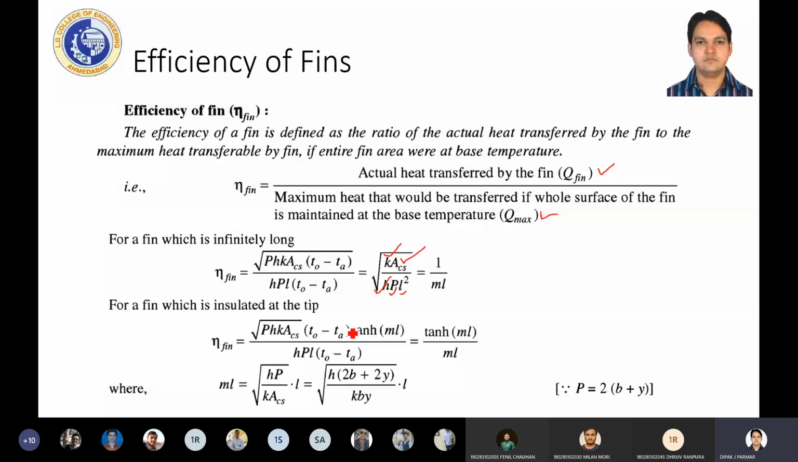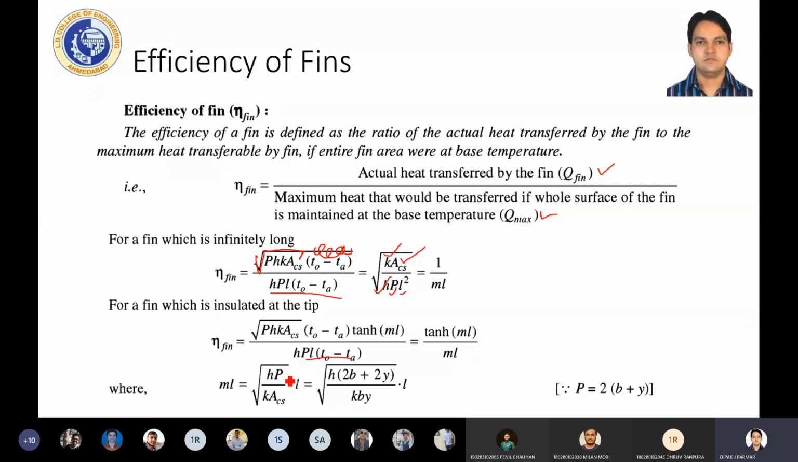In the same way, you can put the value of the actual heat transfer rate. As we have discussed, in this particular equation, this is actually your under root, which stops here. This will not be under root, it's a mistake. So for a fin which is insulated at tip, your equation is √(hPkAc) ΔT into tanh function, divided by the maximum heat transfer rate, which is the same. You can rearrange this and it will come to tanh(mL) divided by mL, where m is nothing but under root hP divided by kAc.